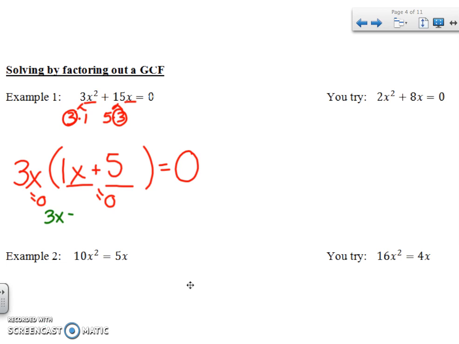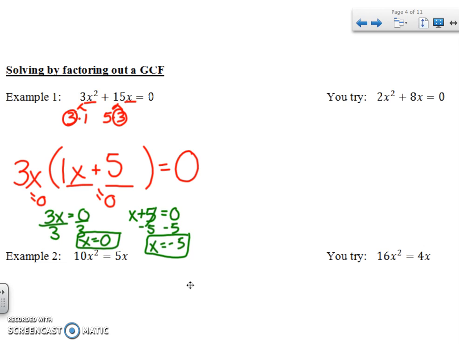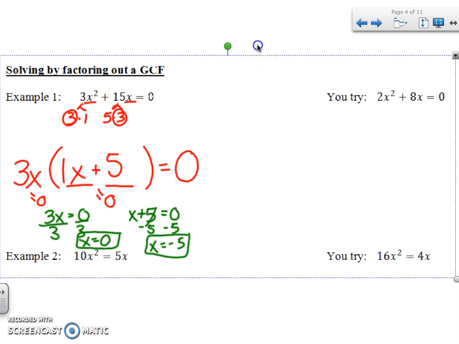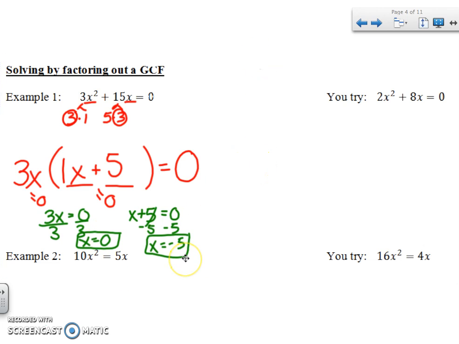So one equation is going to be 3x equals 0. The other one is going to be x plus 5 equals 0. And so we're going to use our zero product property to solve to get x equals 0 for one solution and x equals -5 for your other solution. Okay. Again, you'll typically have two answers because it is a quadratic. Sometimes you may have one, but typically you will have two. Okay. So why don't you try this one on your own?